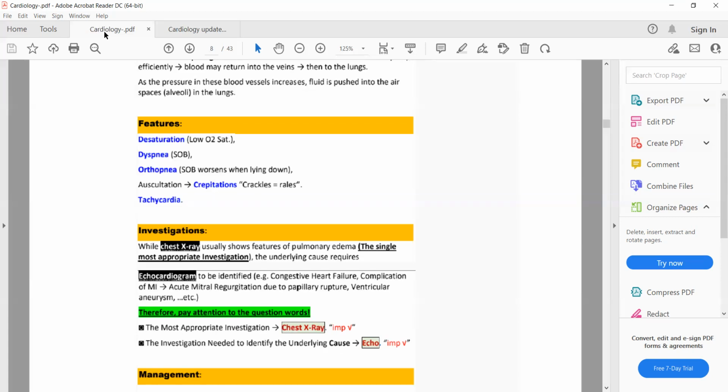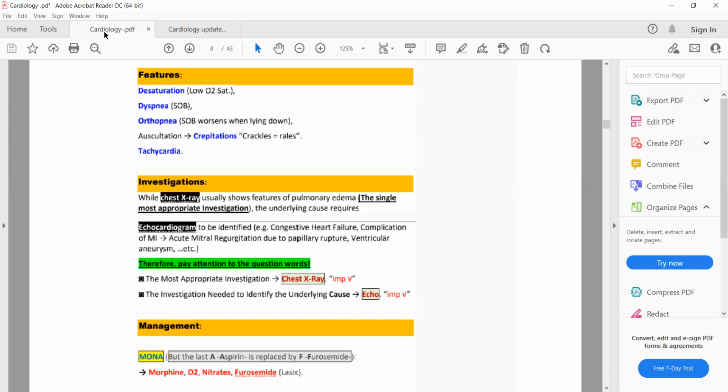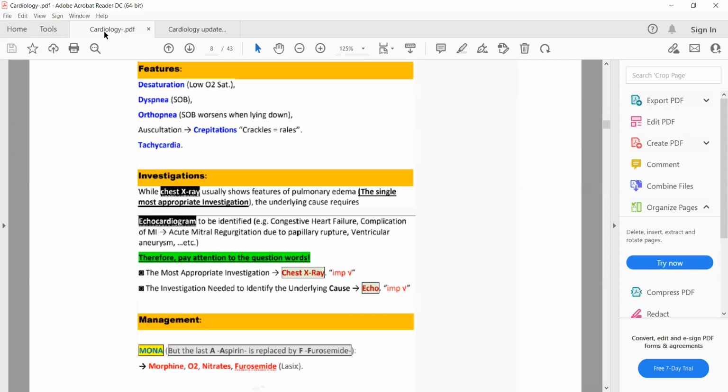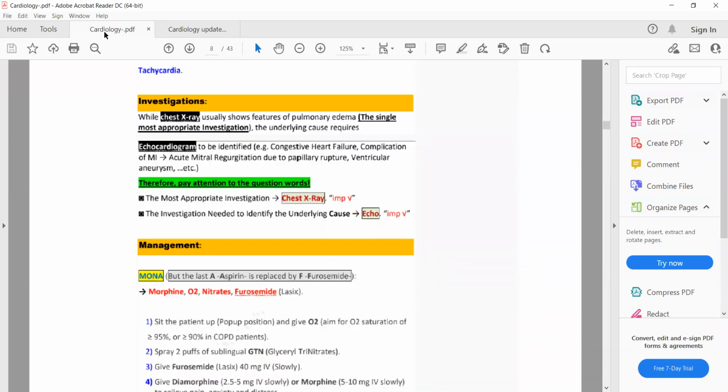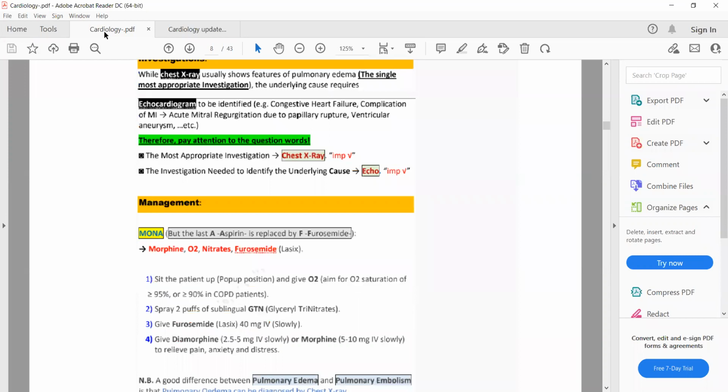So if you want to identify the cause of pulmonary edema, then the investigation of choice will be echocardiogram. And if you want to diagnose pulmonary edema, then the investigation of choice will be chest X-ray. So the most appropriate investigation: chest X-ray. Investigation needed to identify the underlying cause: echocardiogram. Now, some points about the management of pulmonary edema.